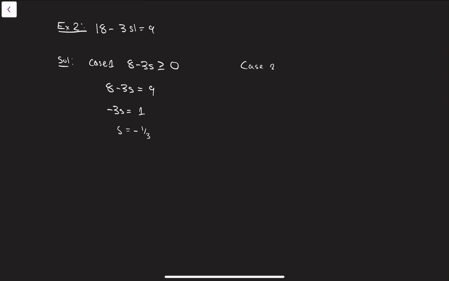Case 2. So in case 2, we're going to have 8 minus 3s less than 0. And then we'd go 8 minus 3s, this, put in negative, is equal to 9. Let's just distribute the negative through. In this case, negative 8 plus 3s is equal to 9.